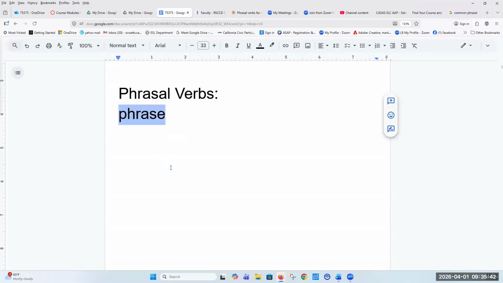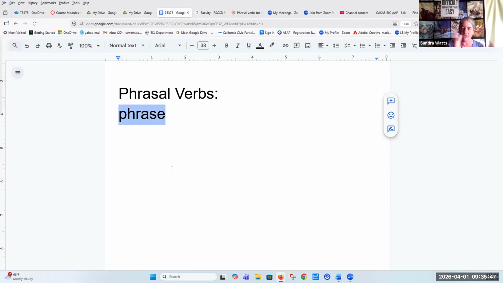So a phrase, just frase, means like two or three or four words, but it's not a complete sentence. So the idea of phrasal verbs means it's more than one word.